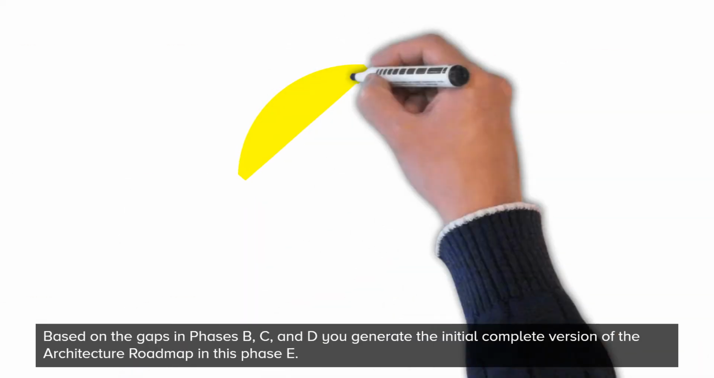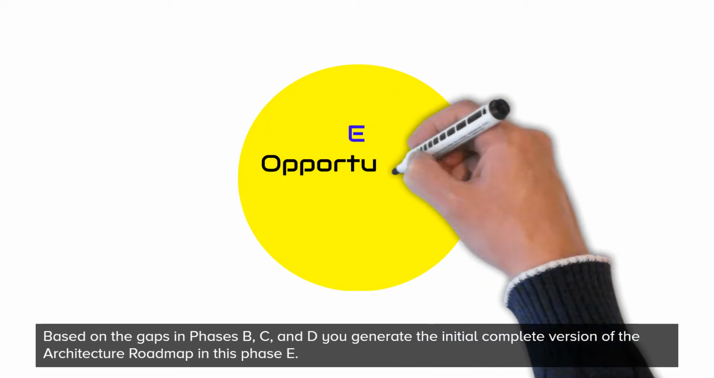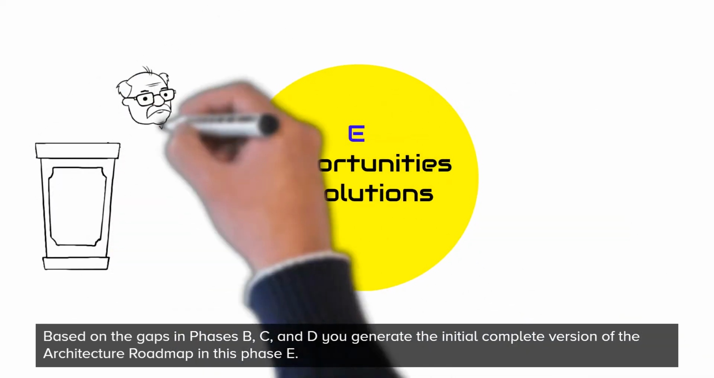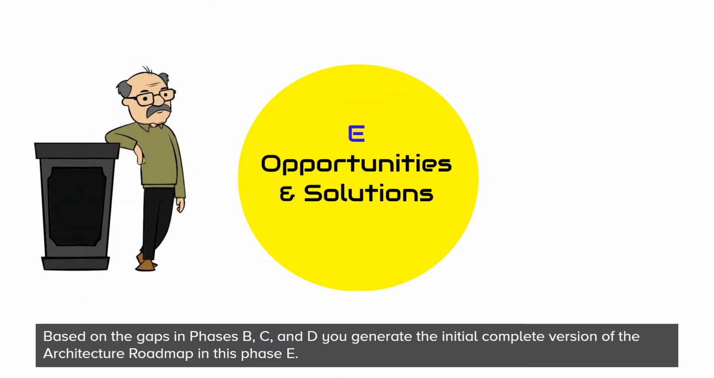Based on the gaps in phases B, C, and D, you generate the initial complete version of the architecture roadmap in this phase. You can also determine whether an incremental approach is required, and if so, identify transition architectures that will deliver continuous business value.